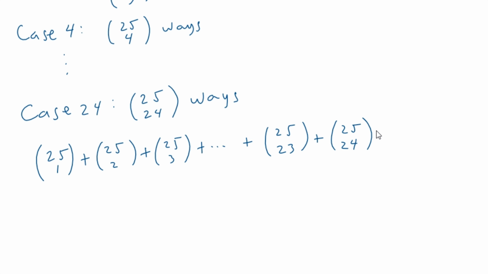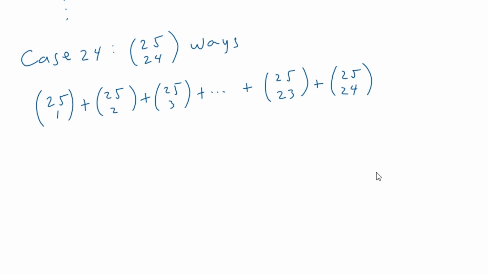Okay, so obviously this sum is not in the options, so we have to simplify this one. There is an identity that can help us simplify this long expression.